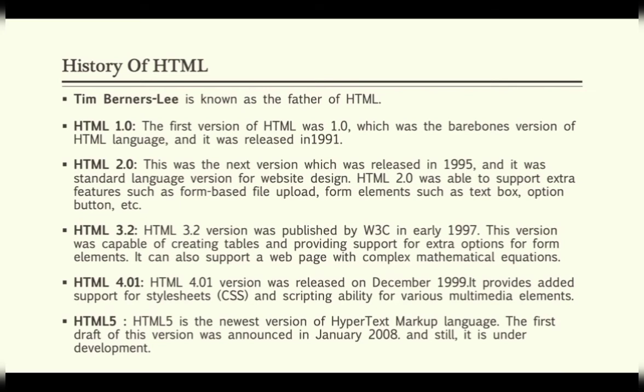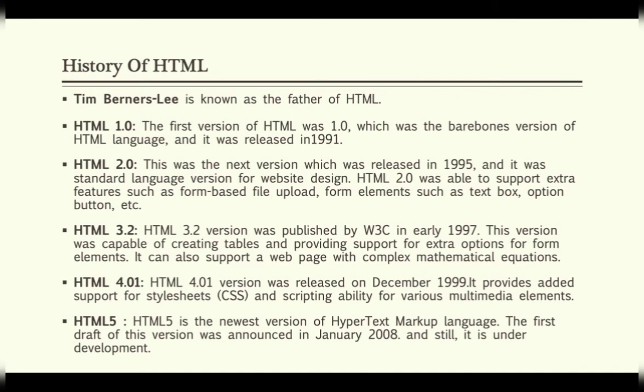After that, he launched version 2.0 in the year 1995. It is a standard language version for web design. It supports form-based applications such as text boxes, options, buttons, file upload, range, and so on. After that, HTML 3 was launched in the year 1997. It is capable of including cascading style sheets too, and we can create tables and provide form elements and mathematical equations also.